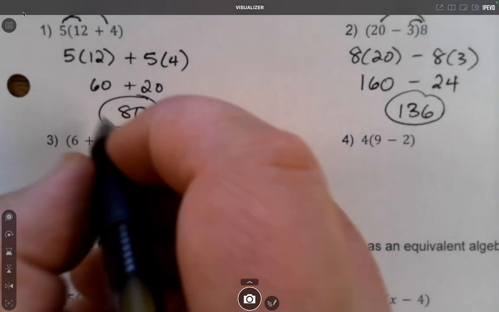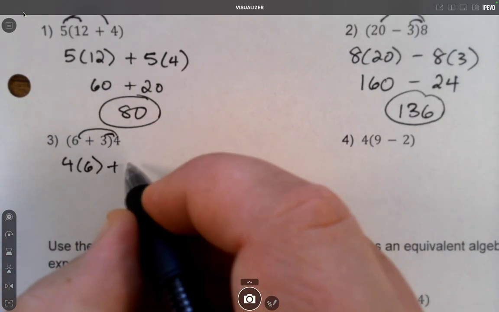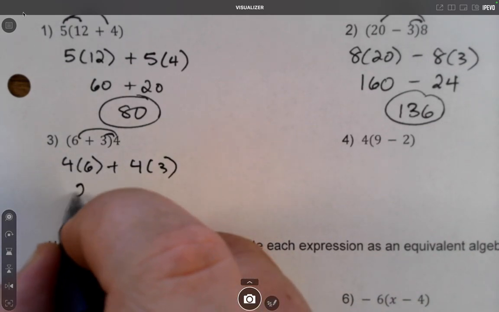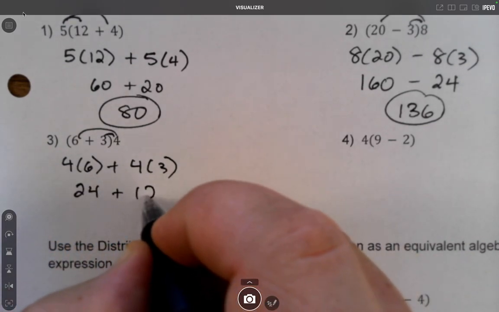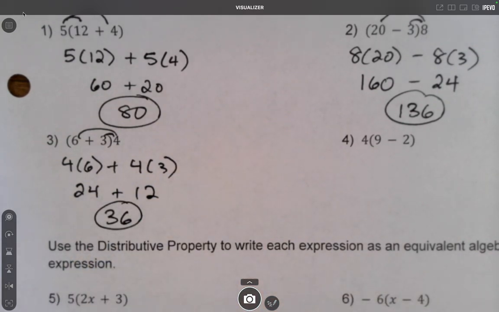Number 3, 4 times 6 plus 4 times 3. 4 times 6 is 24. 4 times 3 is 12. You get a total of 36.